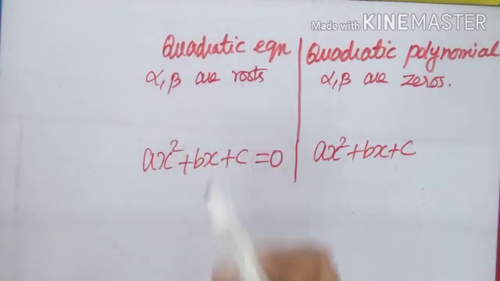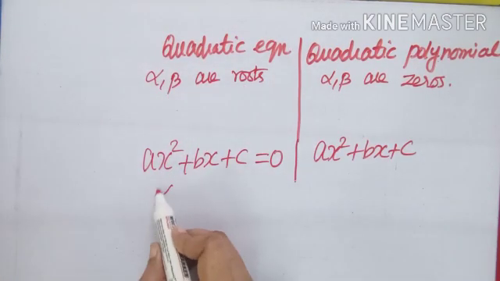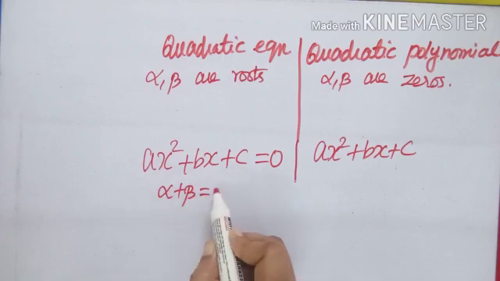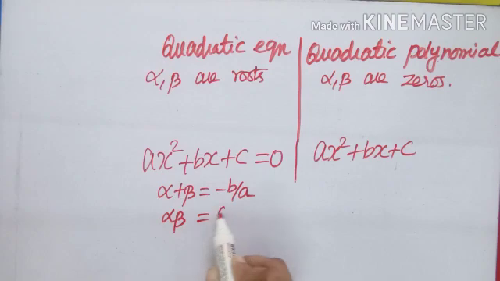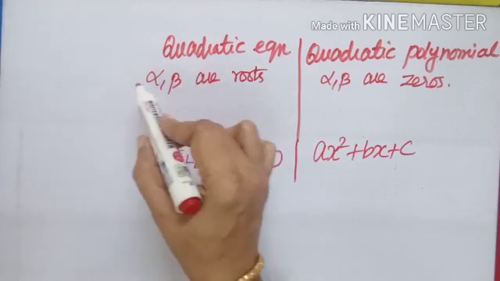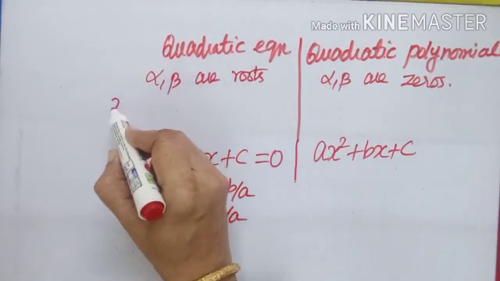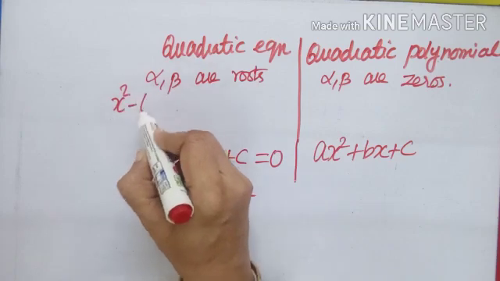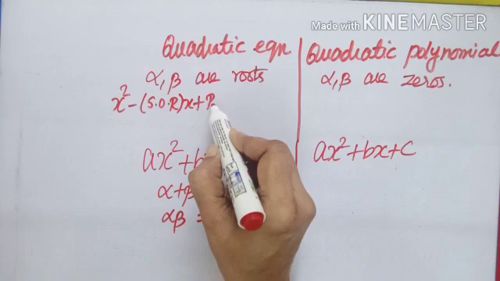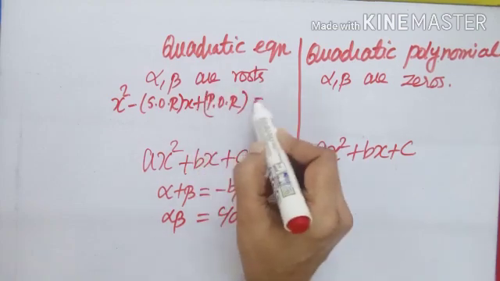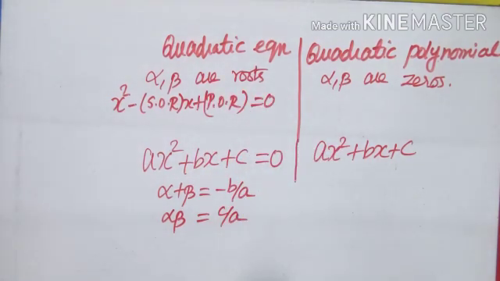Given alpha and beta are the roots, I can say alpha plus beta is minus b by a and alpha into beta is c by a. And if I know the roots, I have a formula like this: x square minus sum of the roots into x plus product of the roots equals 0. Can I write it here like that?